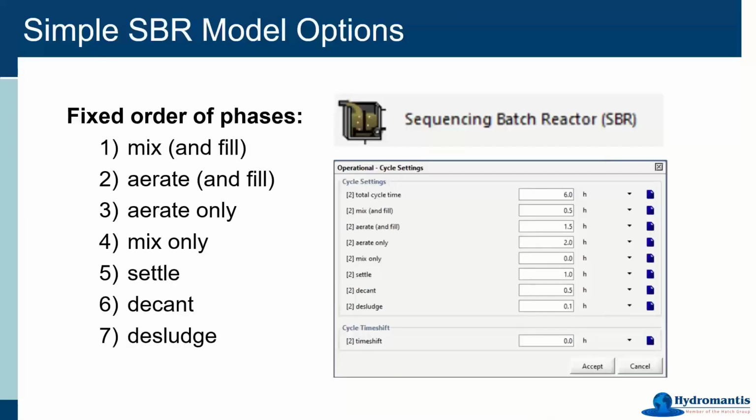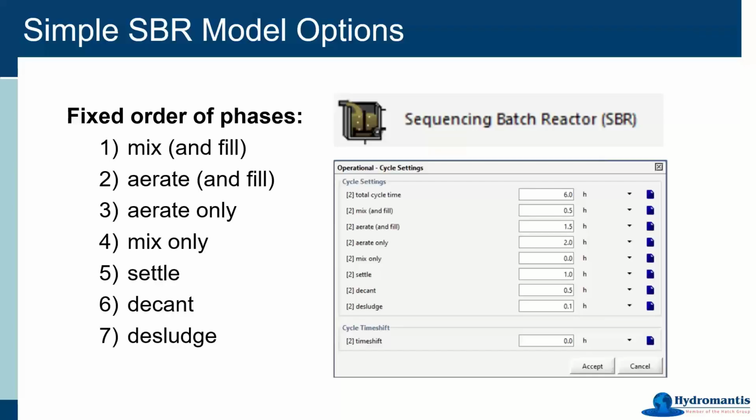Okay, so the two that I'm going to talk about today and that we're going to be using as part of our demonstrations are the simple and the advanced. So for simple MBR model operations, it's just known as sequencing batch reactor in the unit process table. It has this fixed order of phases. So we're mixing and filling, aerating and filling if you want. Then we have aerate only, mix only, settling, decant, and desludge.